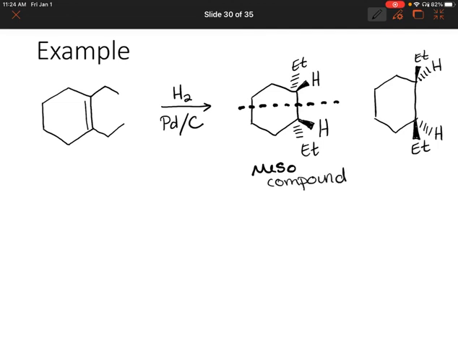And you can also rotate and flip one of the products to see that it matches the other one. So I'll just erase the other product since they're the same.